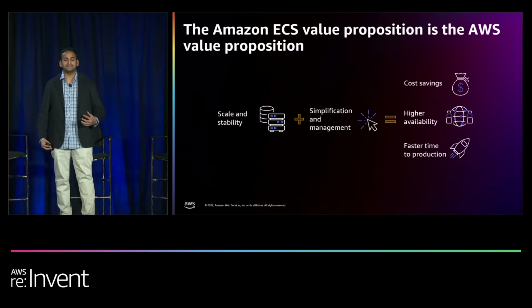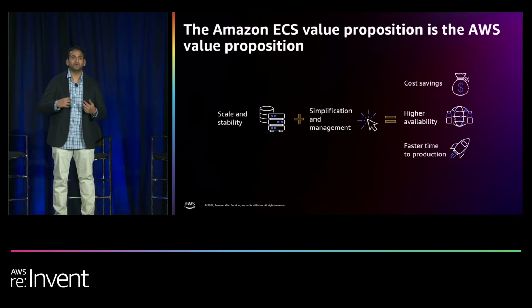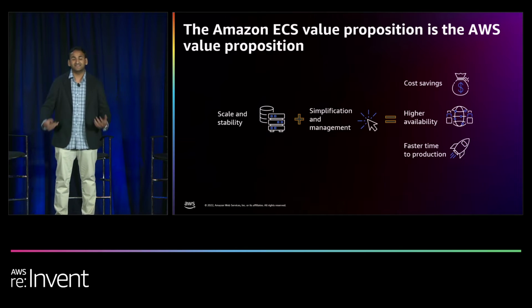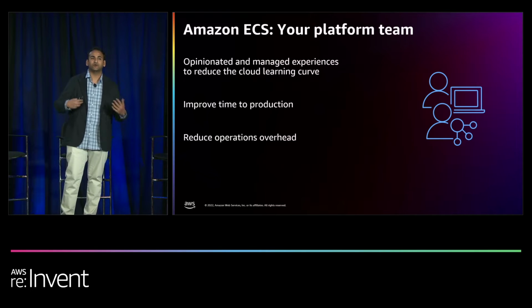The way we think about ECS is that ECS's value proposition closely ties with AWS's value proposition as a whole, and that really boils down into 2 simple things. By being performant at scale and providing availability and reliability and giving you a simple interface to manage and run applications and containers, we can help you unlock cost savings, better availability, and help you get to production faster, help you get features out more quickly so that you can innovate faster for your customers in this day and age. And that's why increasingly we think of ECS as your platform team.